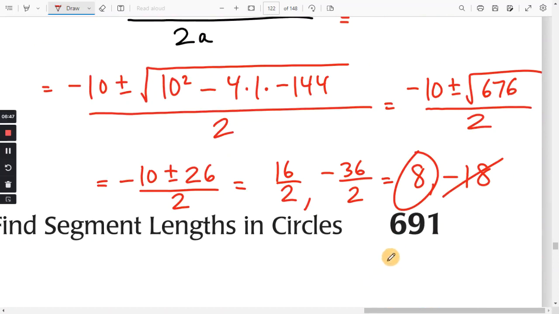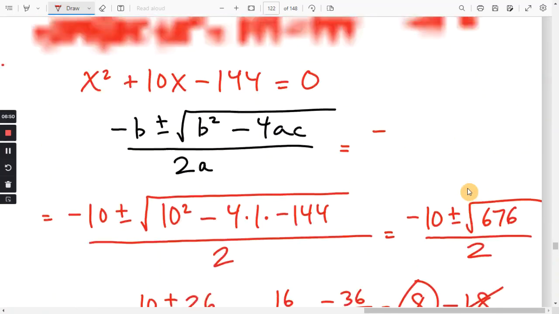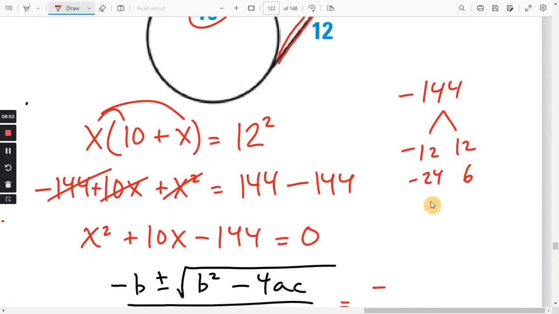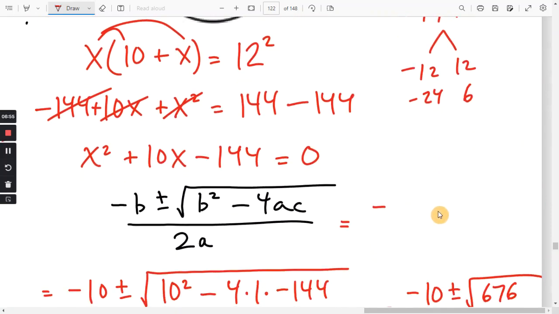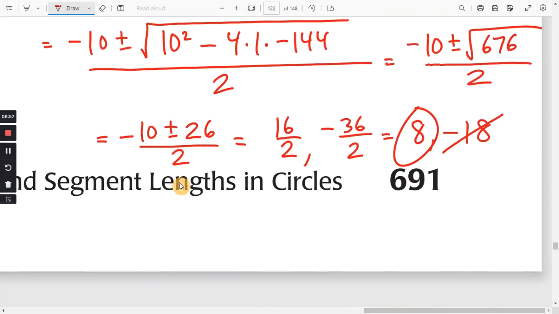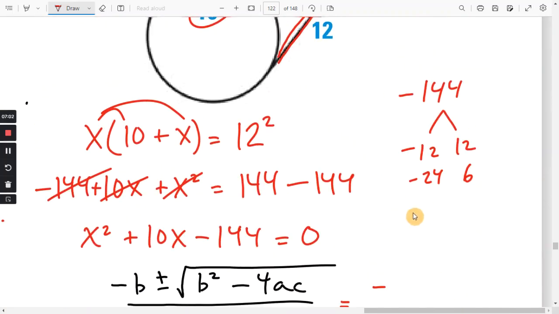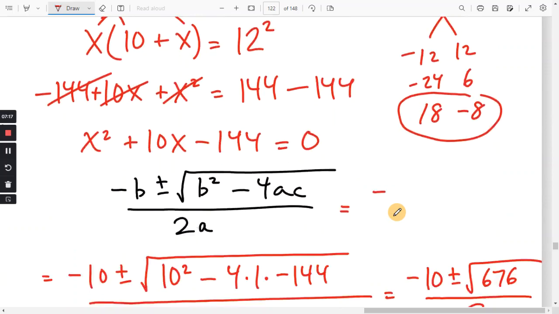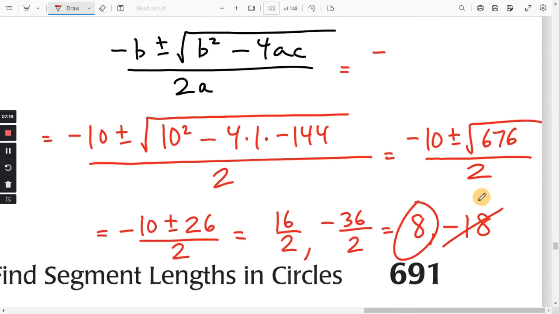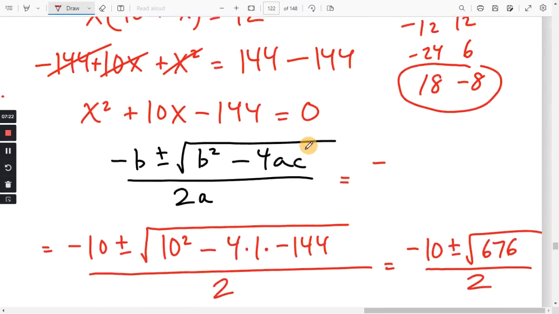By the way, it looks like I could have factored if I had kept going. Okay, I didn't realize it, but in order to get positive 10, it looks like we could have done 18 and negative 8. If we did 18 and negative 8, that would have worked in place of positive 10. So if I kept factoring, it would have worked, okay? But I thought that it wouldn't work out to a whole number or an integer, so I used quadratic formula.